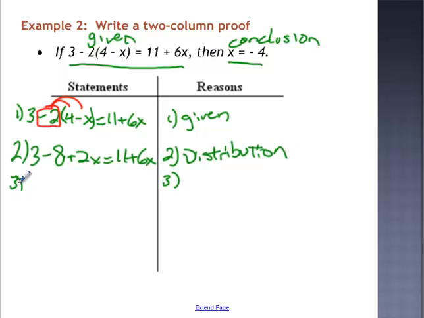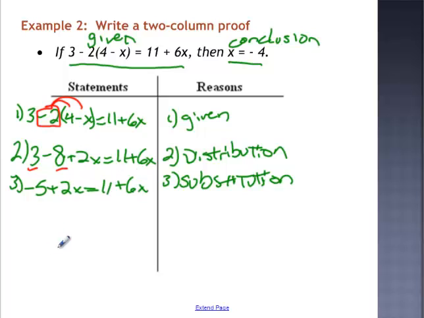Step 3. When I look at it, I see on the left side I have two numbers. I'm going to combine like terms, and combining like terms, remember, is substitution. So 3 minus 8 is -5. For step 4, I'm going to combine these into one step. I'm going to subtract 2x from both sides. And I'm also going to subtract 11 from both sides.